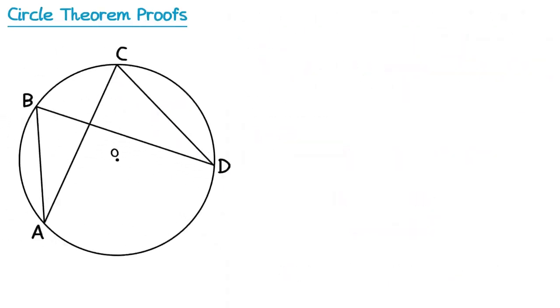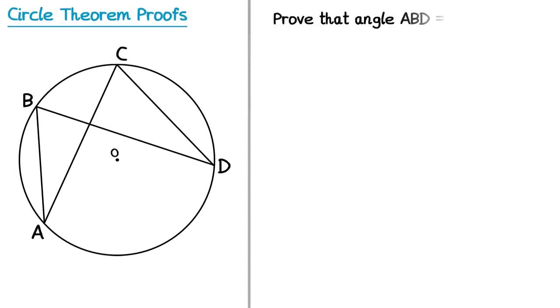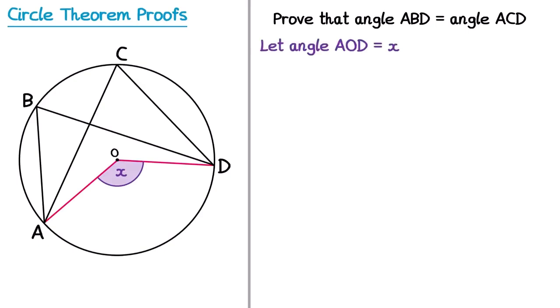Now we move on to the fourth proof, so we're going to prove the theorem which says the angles in the same segment at the circumference are equal. So this one could be worded as follows: prove that angle ABD equals angle ACD. To do this, we're going to mark on two radii from O to A and O to D. And then we're going to label the angle AOD as x. So let's write that down. Angle AOD is equal to x.